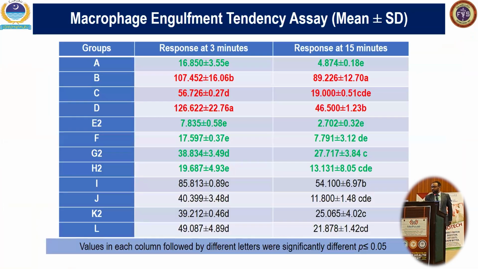Another important one indicates the macrophage engulfing tendency. The macrophage population will be less if there is a high level of mycotoxin. So we injected Indian ink. It is a foreign particle, so macrophages should engulf and clear it. And if there is a poor immune response, this clearance will be delayed, and ultimately it will lead to a poor response and decreased macrophage engulfing tendency.